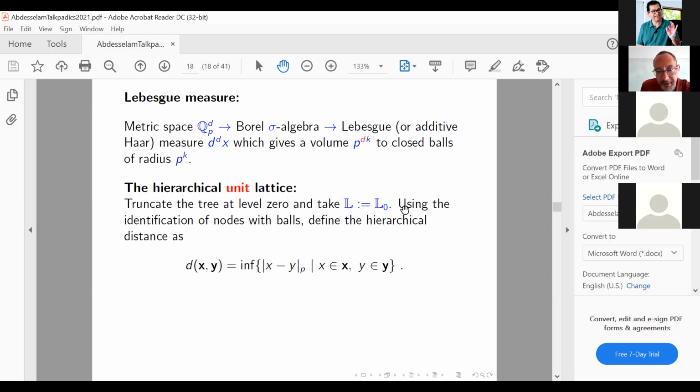Finally, there is a particular role given to the unit lattice, which would correspond to L0. So basically Z_p to the d and all the cosets of the quotient. And we can also define a distance between this discrete set of points by just picking the smallest p-adic distance between a point in this box and a point in this box.